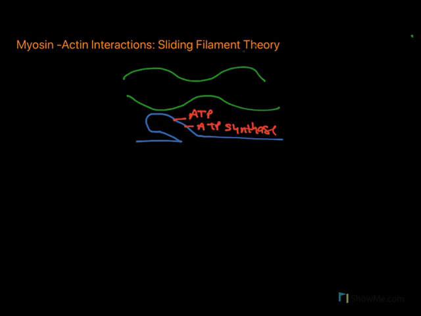Let's learn about myosin and actin interactions. Myosin-actin interactions is also called the sliding filament theory. Now what I've drawn here is an actin, and in blue here is the myosin.